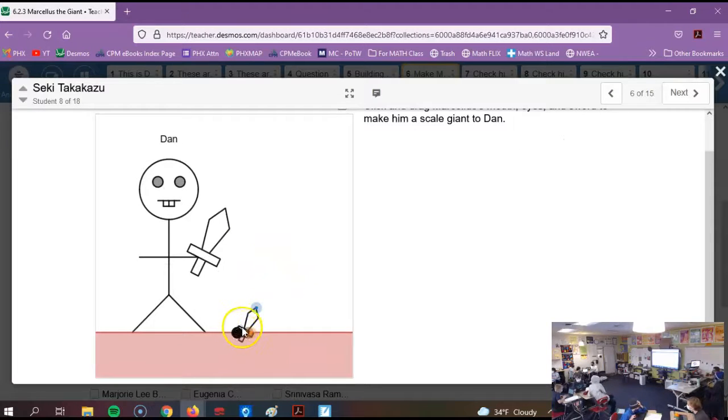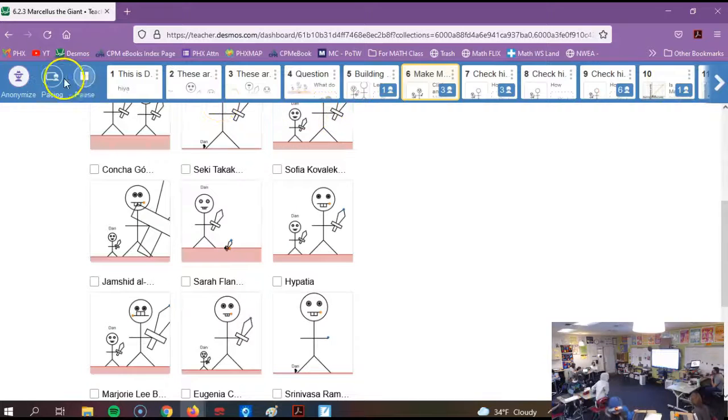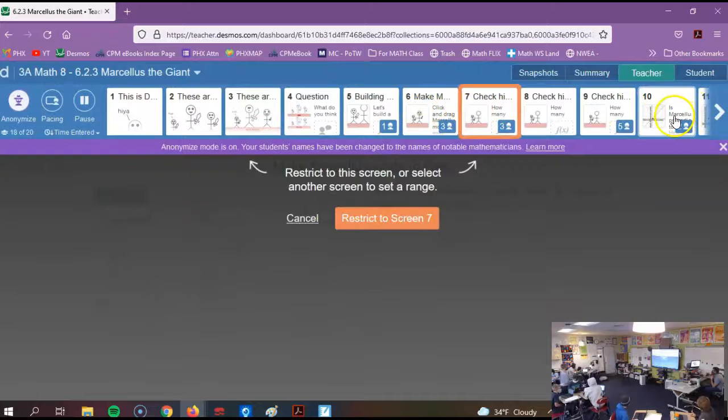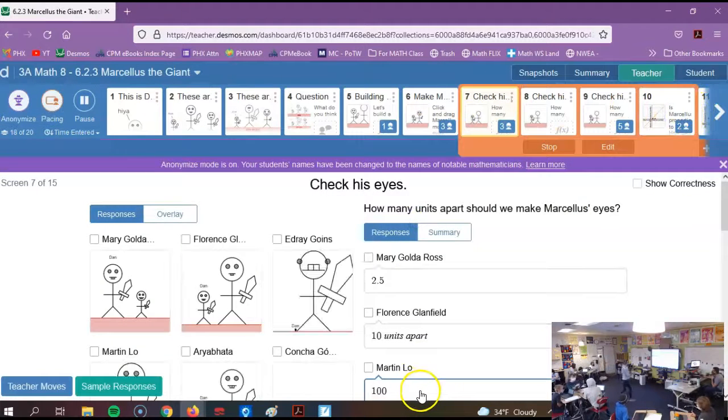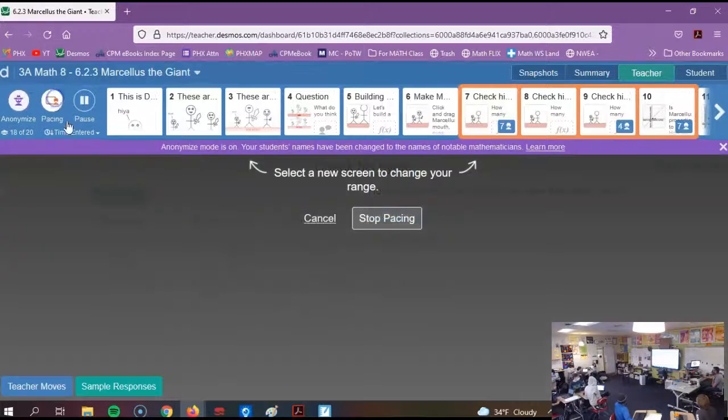This sword looks to be smushing Marcellus. Marcellus the ant. Mine's not funny. You made yourself 20 times as tall. I like that. I made you go back. Okay. Sorry.